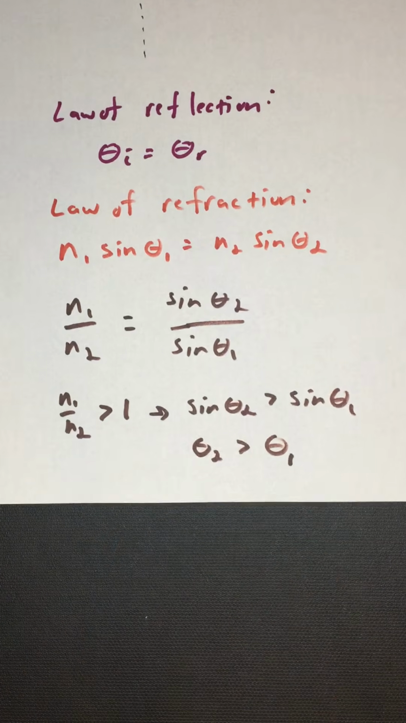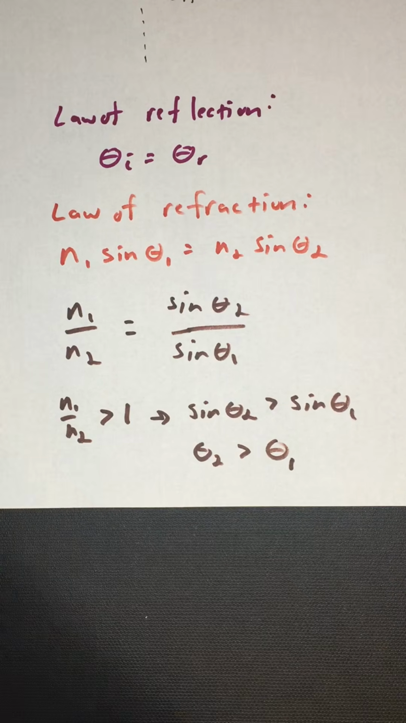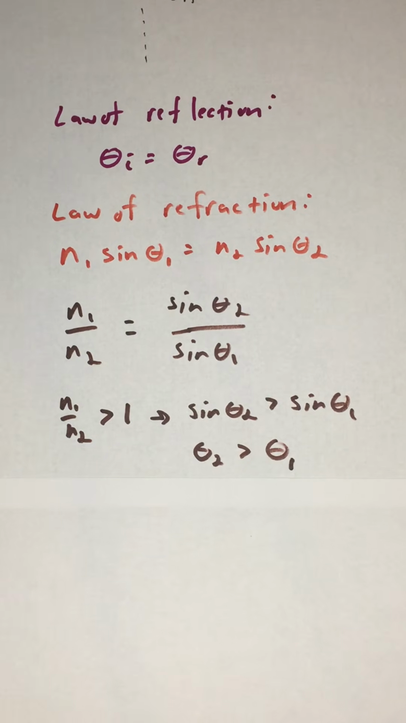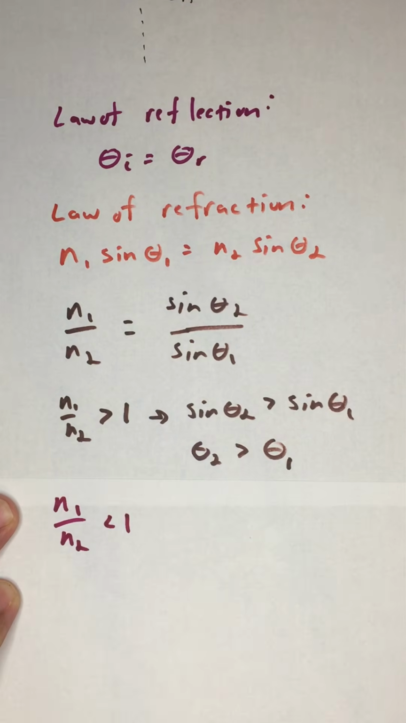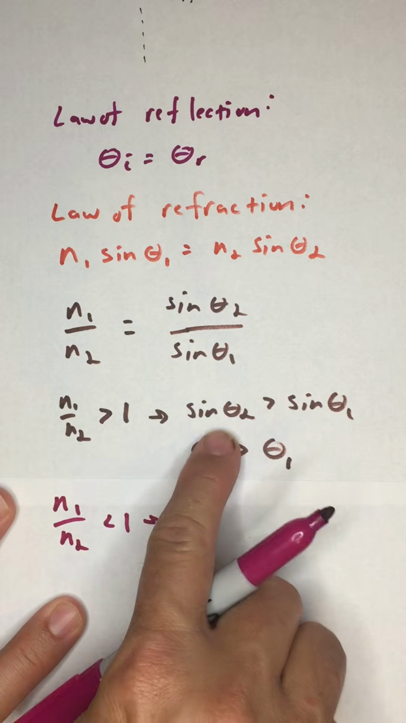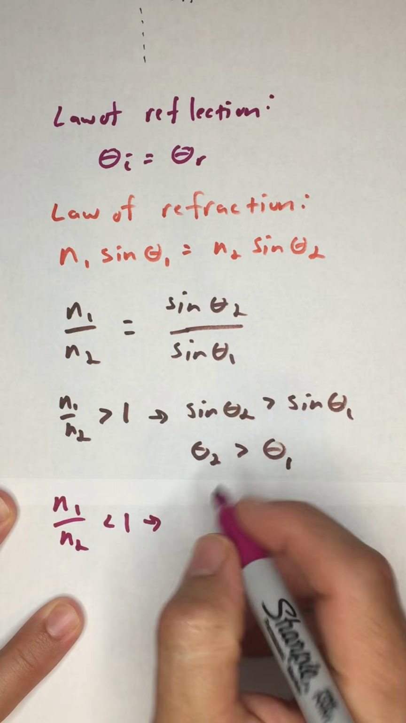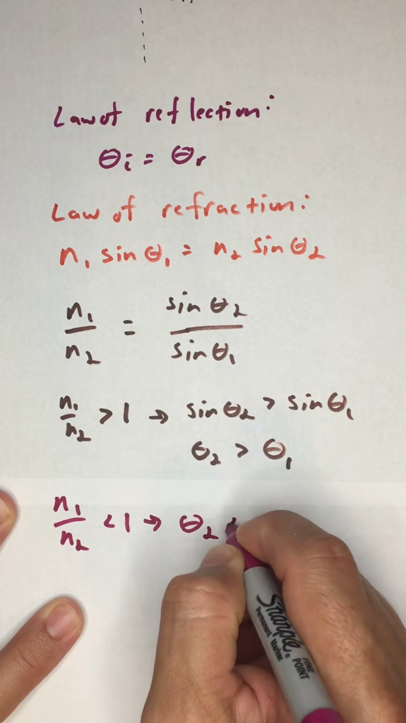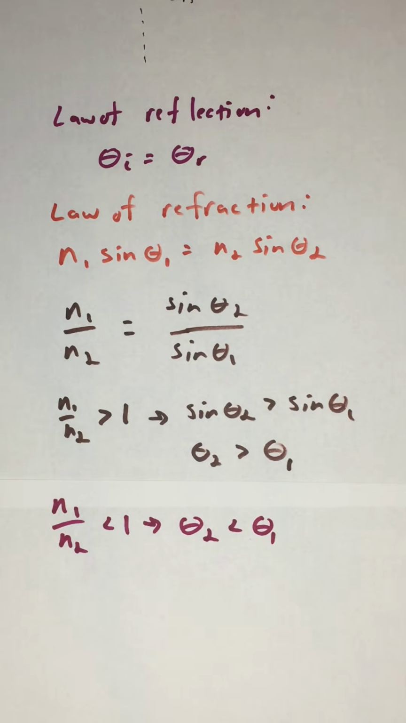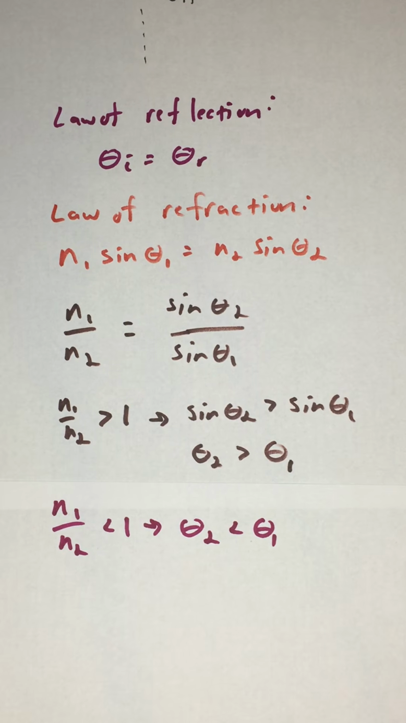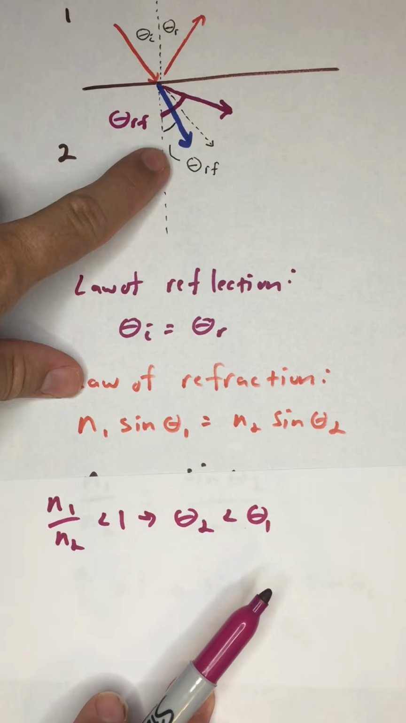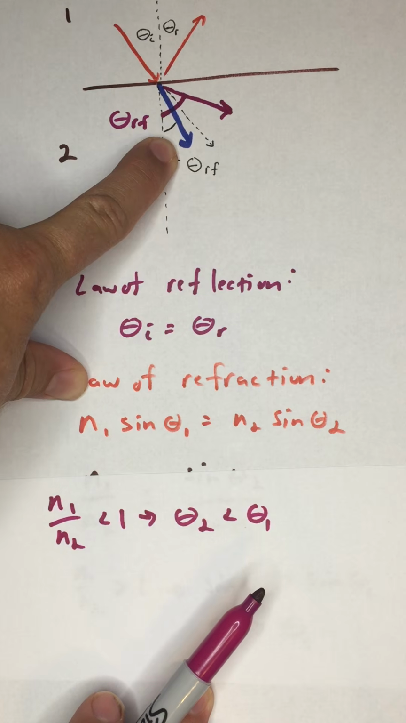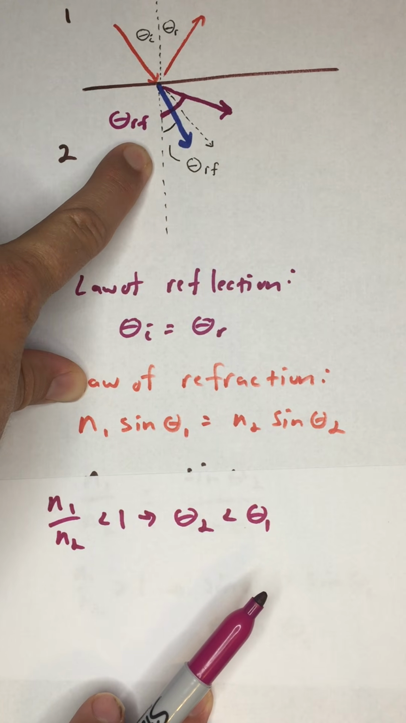Let me move this up and look at the next case, which is, of course, the case where N1 over N2 is less than 1, which is going to imply that sine theta 2 is less than sine theta 1, which also implies that theta 2 is less than theta 1. The angles will go as the sines. So, what does this mean? Well, if theta 2 is less than theta 1, that is the original case I drew up here in blue. That means the light has bent towards the normal.